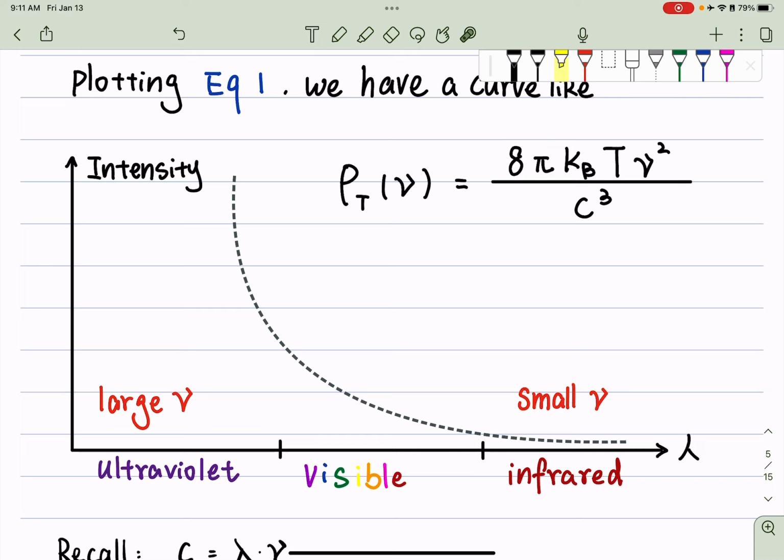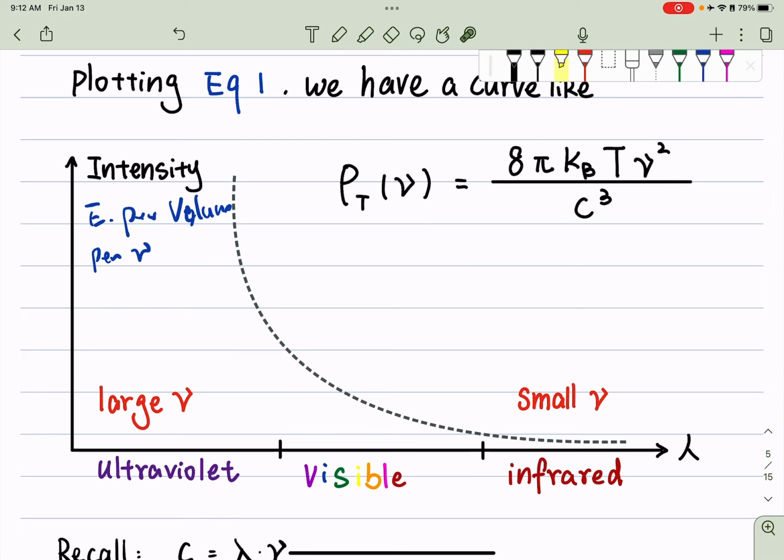So what we have on this graph, on the y-axis, we have the intensity. Remember, that's energy per volume per frequency, right? So we're talking about some type of energy. On the x-axis, it can be lambda, which is wavelength, or frequency. Both can work for this x-axis because they're interconverting. They're just connected by the speed of light. So here I'm just using lambda as an example.